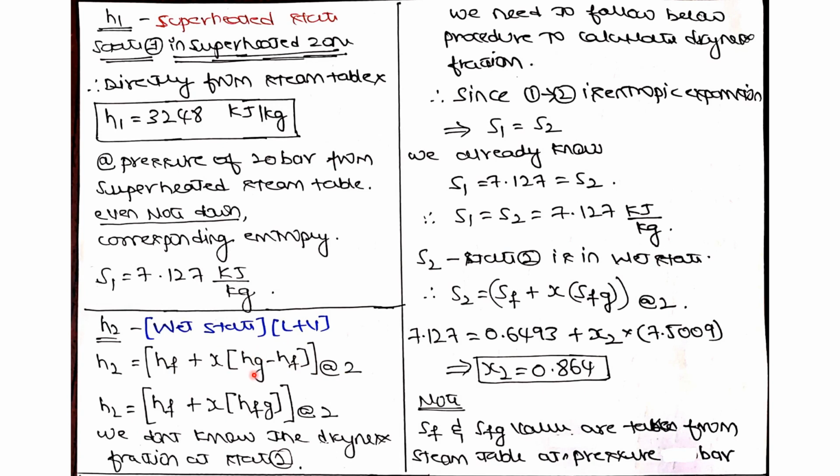Hg minus Hf can be written as Hfg, correct? So Hf and Hfg values can be taken from the steam tables directly at that particular pressure. Suppose, what is that pressure? You have to look for it.